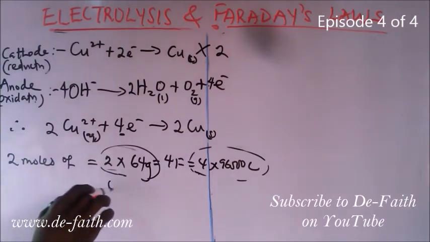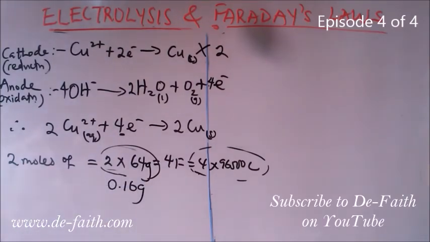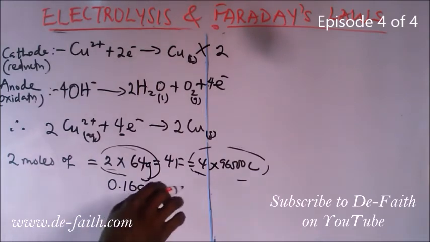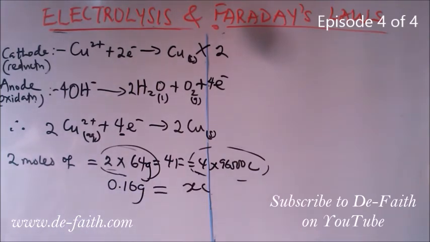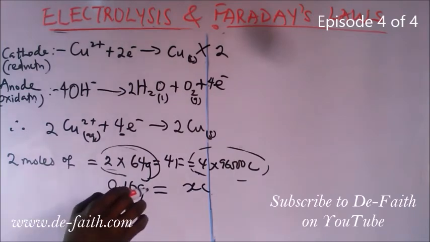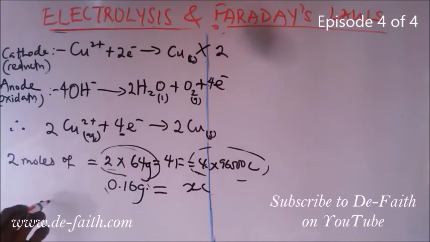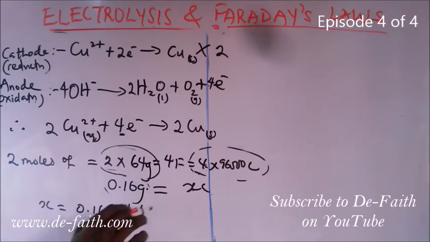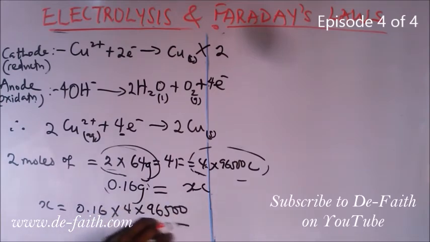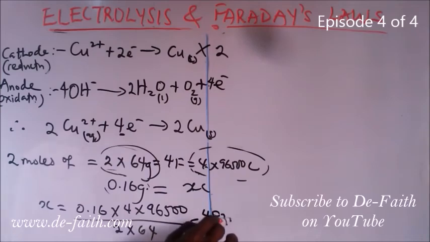Now we are going to relate the mass with the quantity of electricity. From the question, we have 0.16 gram of copper. It will require how many coulomb of electricity? And so we have this 0.16 to multiply this, and x to multiply this. So we have x equal to 0.16 times 4 times 96,500 over 2 times 64. And when we multiply this out, we would end up having 482.5 coulomb of electricity.